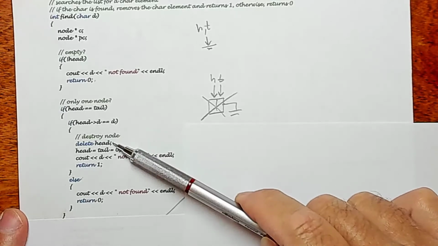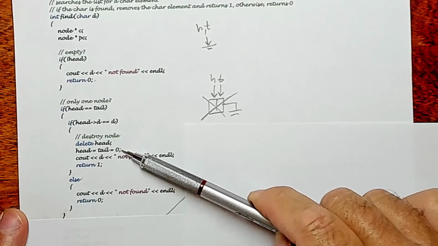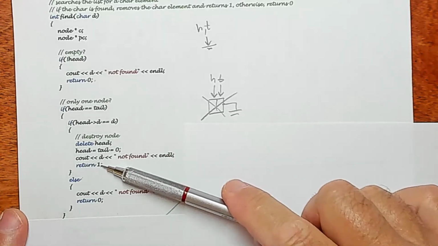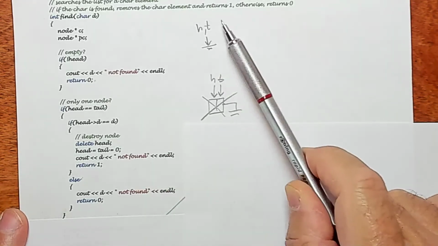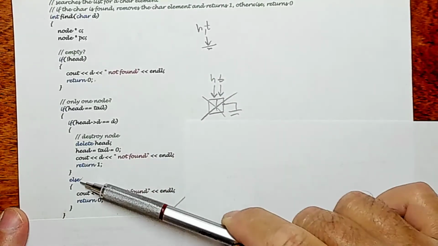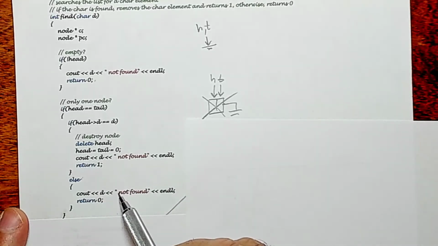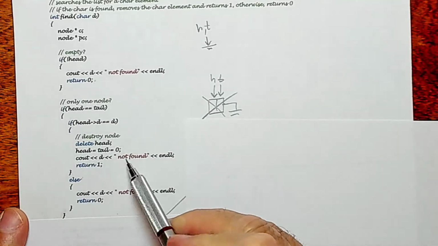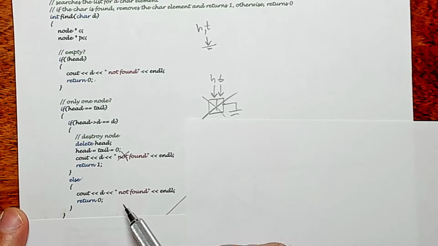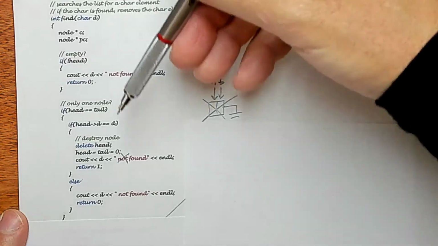And if it is, I need to delete that node, set the list to be empty, print not found, returned that a 1 indicating that I didn't find it. Okay, if the data that's in here is not the data I seek, that's the else clause. I just, oops, there's a typo in here. This should be found, and return 1, and then not found, return 0. Sorry about that.